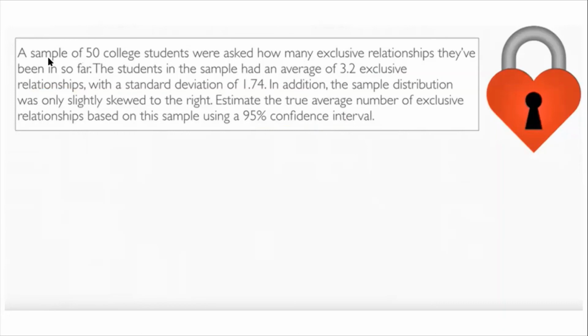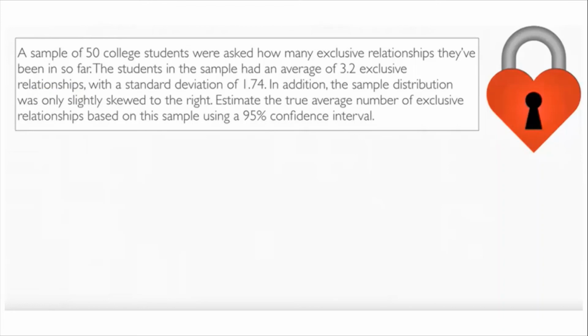So it only said a sample of 50 college students. They didn't say anything about a random number or anything. But anyhow, we can imagine that 50 college students is definitely less than 10% of the whole college student population. So we can assume that this satisfies the independence condition. So this is the first condition.